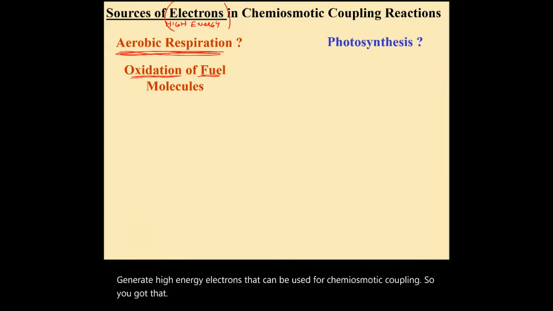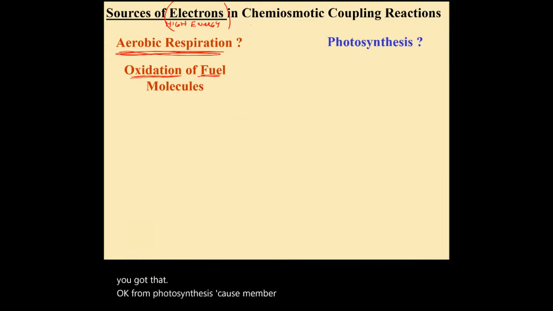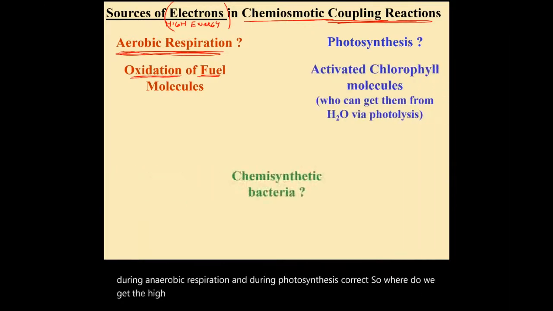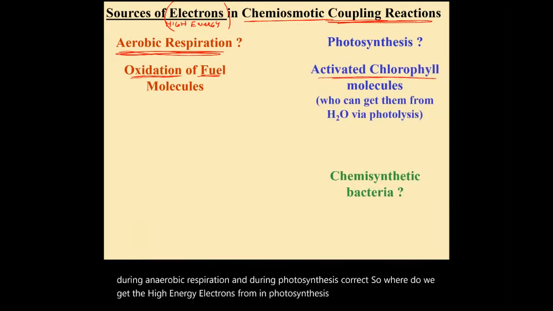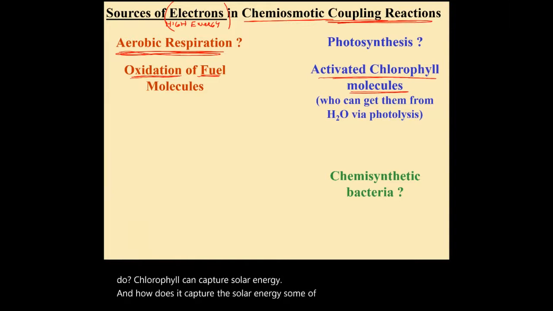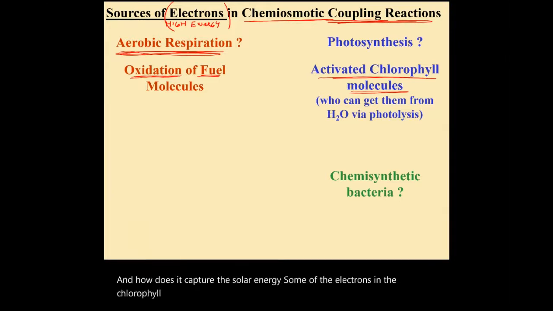Now photosynthesis, because chemiosmotic coupling takes place during aerobic respiration and during photosynthesis, correct? So where do we get the high energy electrons from in photosynthesis? From activated chlorophyll molecules. That's the important role. Chlorophyll can capture solar energy. Some of the electrons in the chlorophyll molecule get activated by the solar energy and are raised to a higher energy level. That's the way the chlorophyll molecule works.